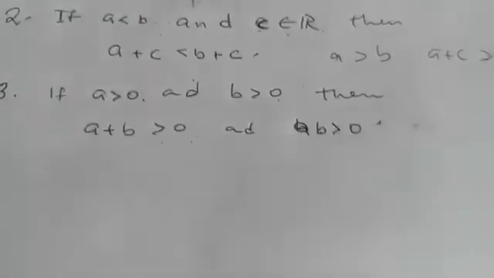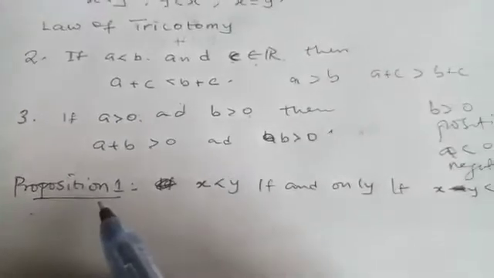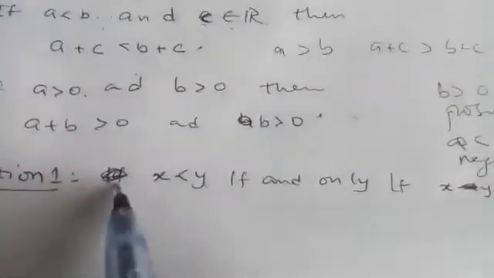So let's consider the following propositions. Proposition 1: x is less than y if and only if x minus y is less than 0, or y minus x is greater than 0. That simply means that if x is less than y, definitely this must happen, and also, if this happens, x must be less than y.